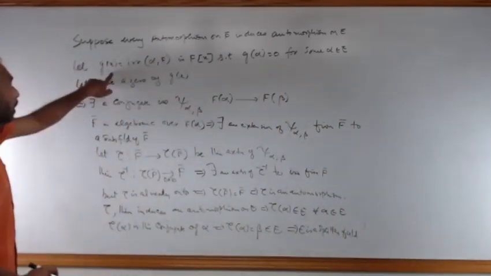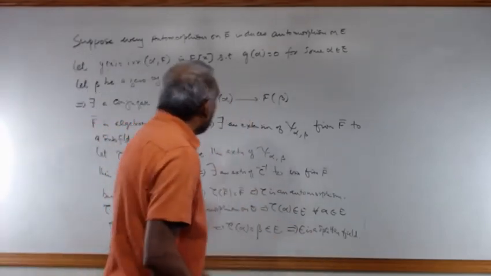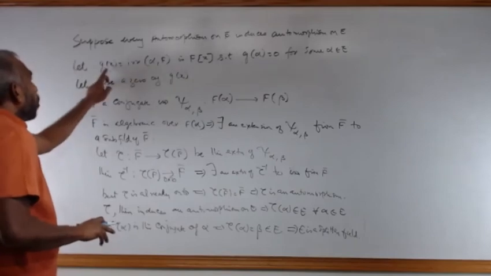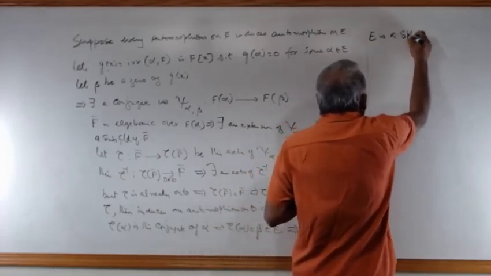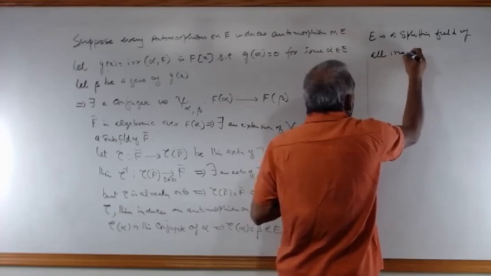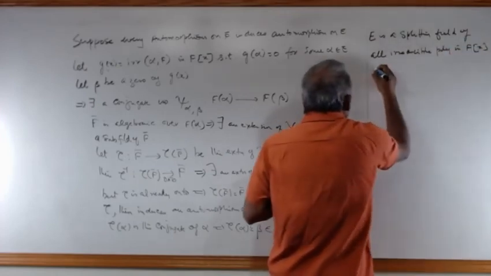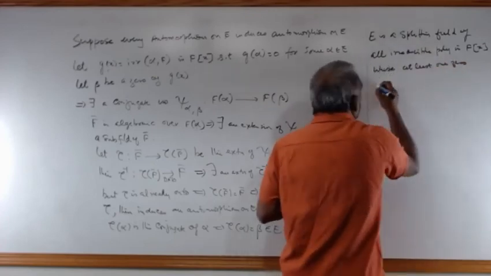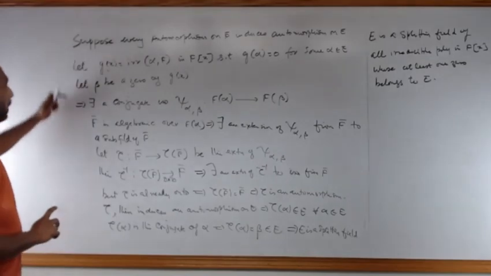See this, we took only one of the irreducible polynomials. We can have several of them. So finally, E is a splitting field of all the collection of such irreducible polynomials in F of x whose at least one zero is in E. So we can write that one also. So E is a splitting field of all irreducible polynomials in F of x whose at least one zero belongs to E. So that is the second part of the proof.